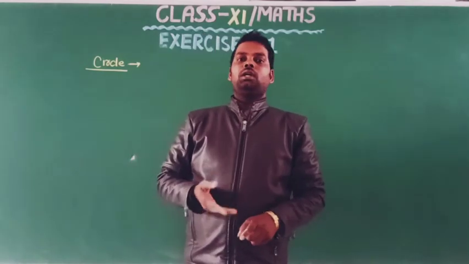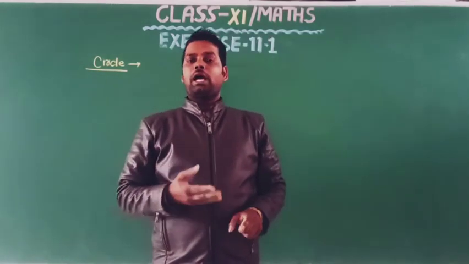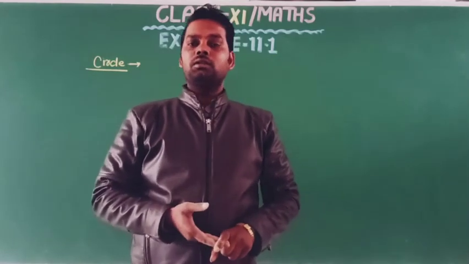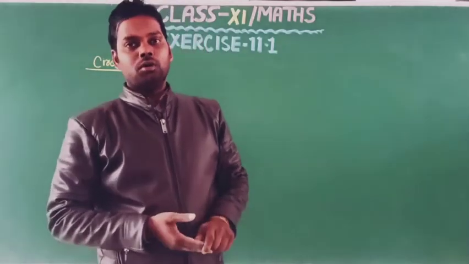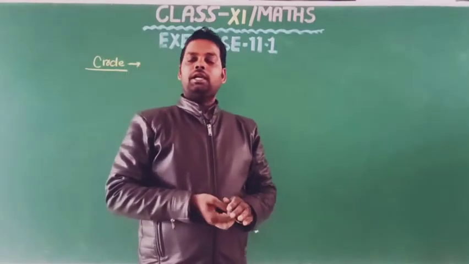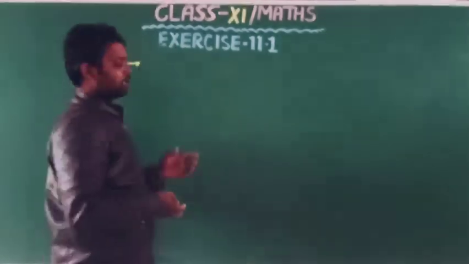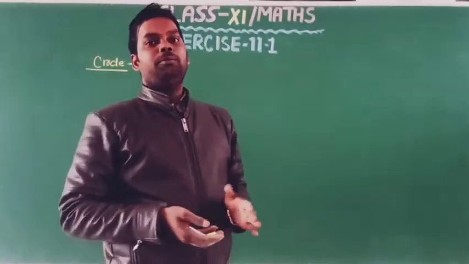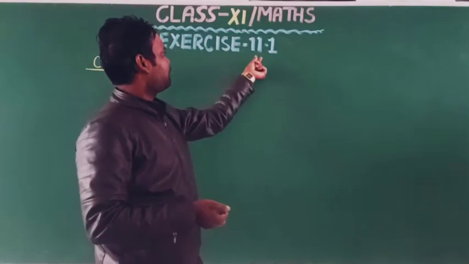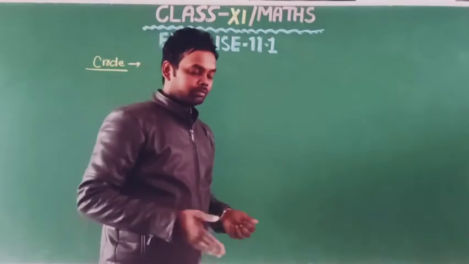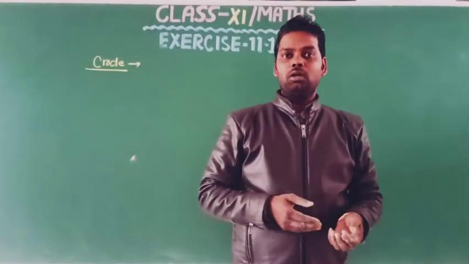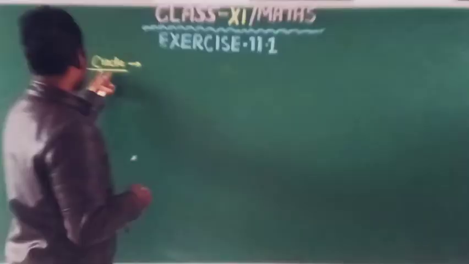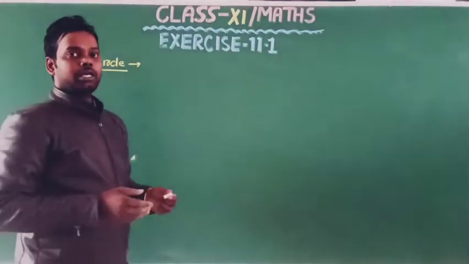Hello students, in this video I will discuss the first type of section obtained from conic section, that is the circle, and after that I will solve exercise 11.1 from the NCERT textbook. So first I will explain the circle.